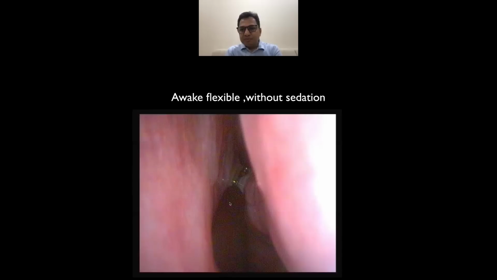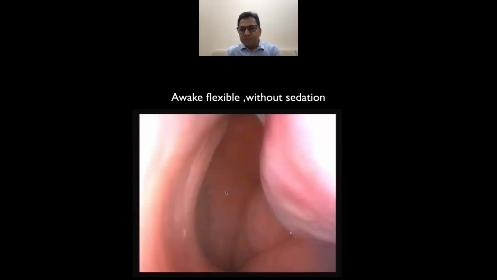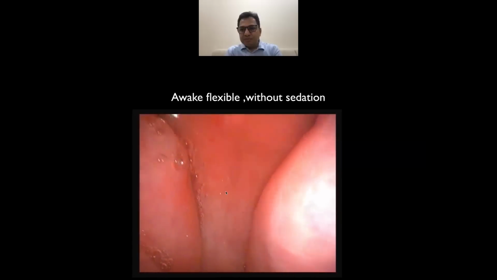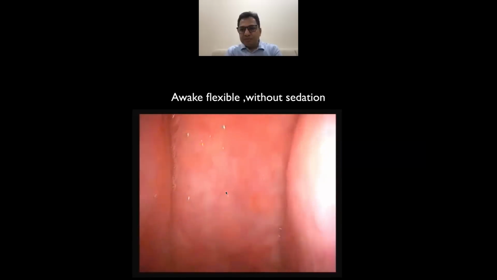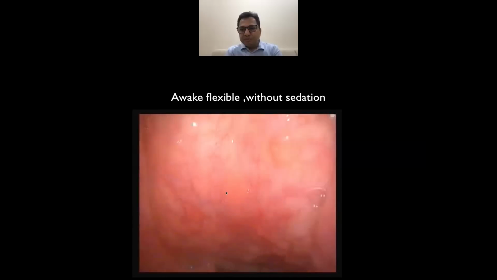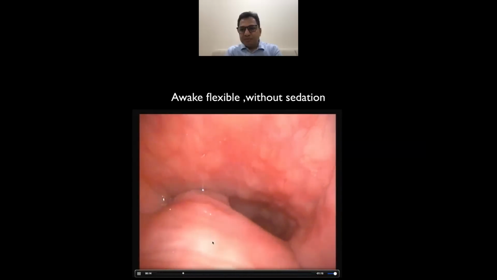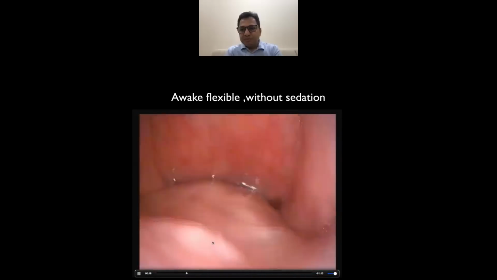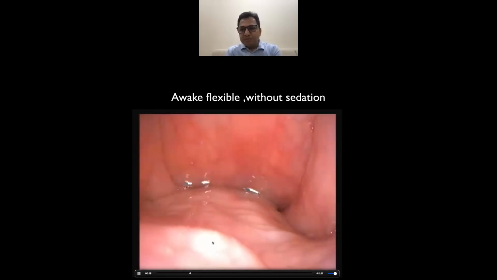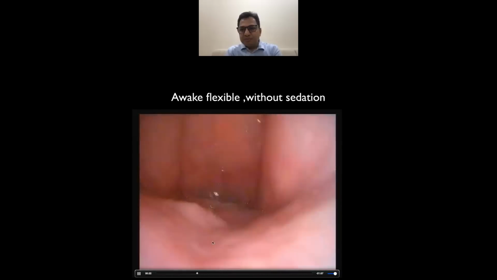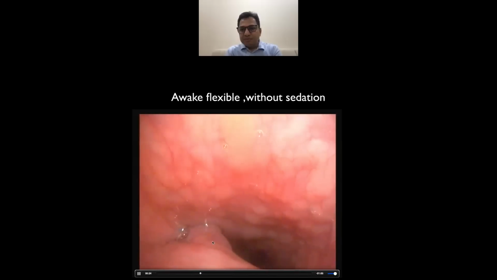Now let's look at awake flexible endoscopy without sedation. So when you put a flexible scope in the nasopharynx and the velopharynx of a patient who's awake, you can see this is the soft palate, this is the uvula. But because the patient is awake, the patient can very well control the muscle tone. And therefore, though the airway is collapsible, it's not collapsing.